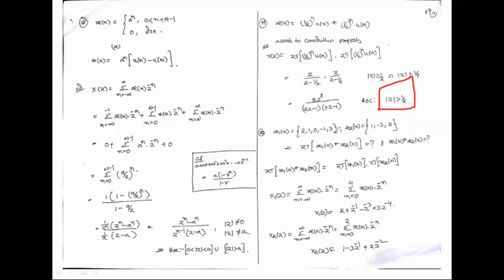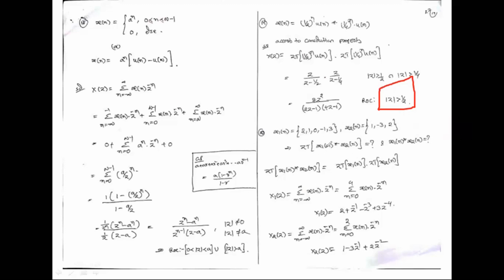Now, another example in the convolution. x1 of n is 2, 1, 0, minus 1, 3; the sequence is given. x2 is 1, minus 3, 2 is given. There is no arrow mark here. No arrow mark means the first value is at n equal to 0.